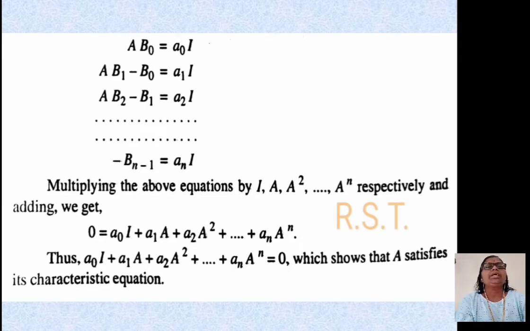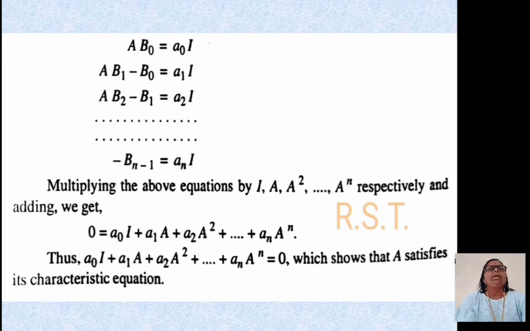The second equation is AB1 - B0 equal to a1 into I. The third equation is AB2 - B1 equal to a2 into I, and so on. And the last term is -Bn-1 equal to an into I.